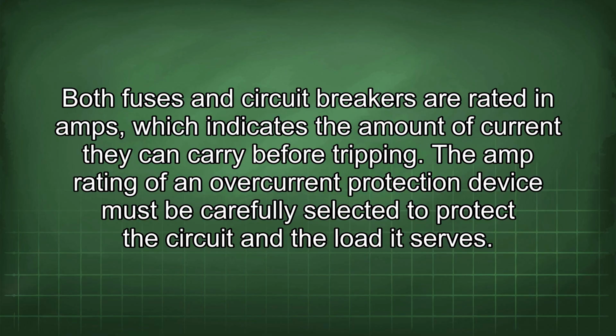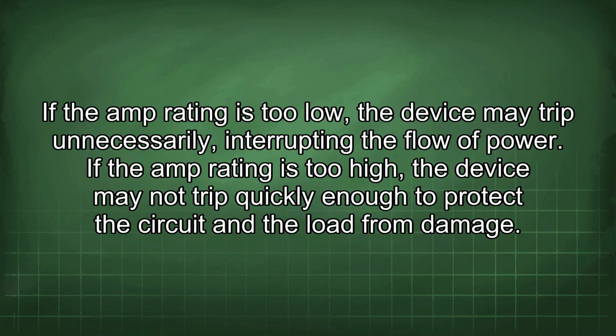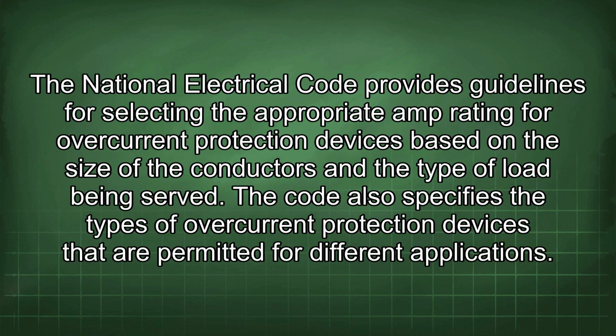The amp rating of an overcurrent protection device must be carefully selected to protect the circuit and the load it serves. If the amp rating is too low, the device may trip unnecessarily, interrupting the flow of power. If the amp rating is too high, the device may not trip quickly enough to protect the circuit and the load from damage. The National Electrical Code provides guidelines for selecting the appropriate amp rating for overcurrent protection devices based on the size of the conductors and the type of load being served. The code also specifies the types of overcurrent protection devices that are permitted for different applications.